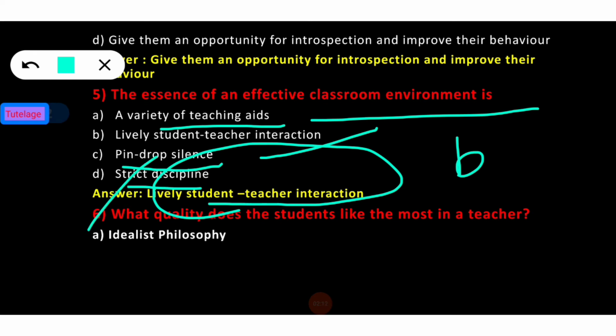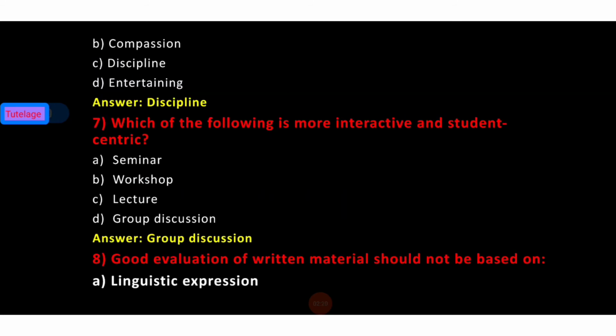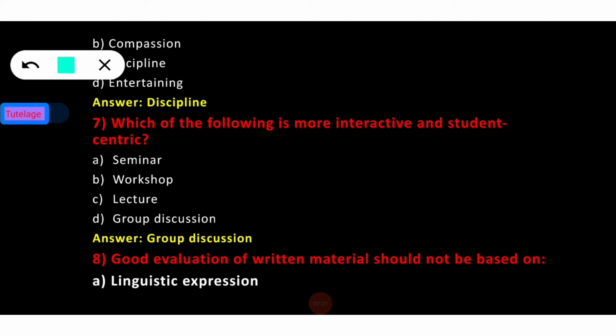What quality do students like the most in a teacher? The first option, idealist philosophy. The second option, compassion. The third option is discipline, and the fourth option is entertaining. So among these options, the third option, that is discipline.